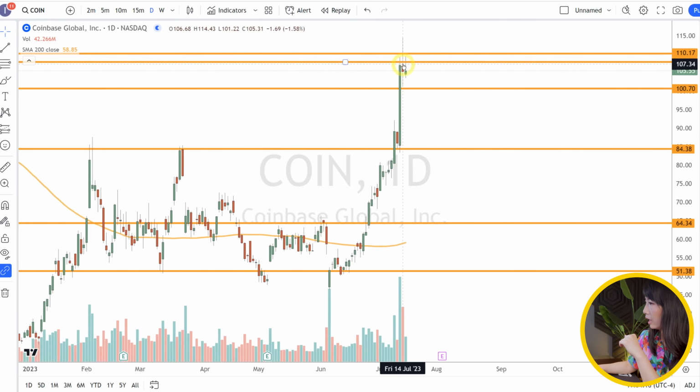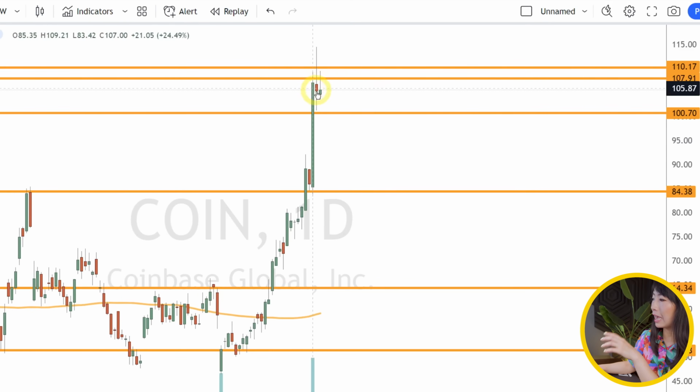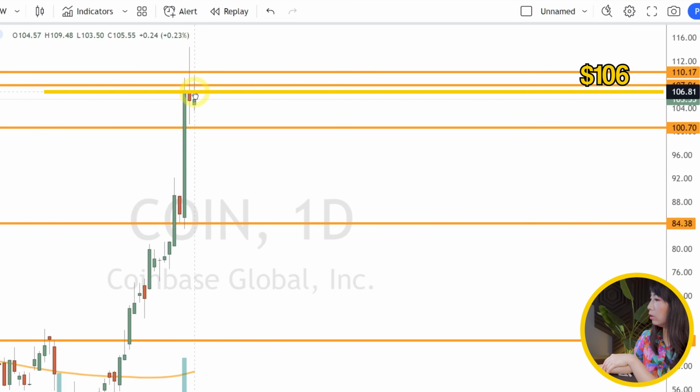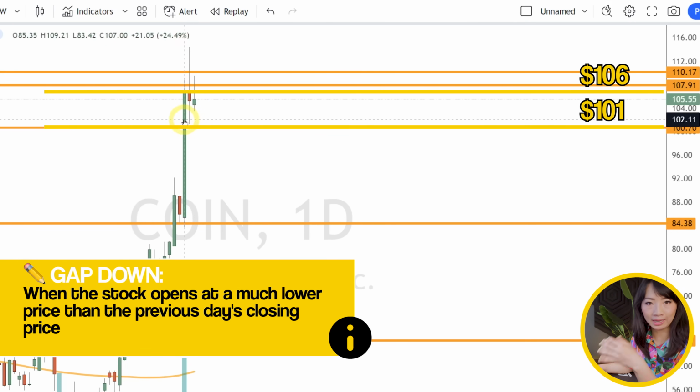Now the second day over here on July 14th, you can see the stock actually gapped down. So that's why you had the opening candle around 106 and you actually dipped all the way to 101. That's what we call a gap down.